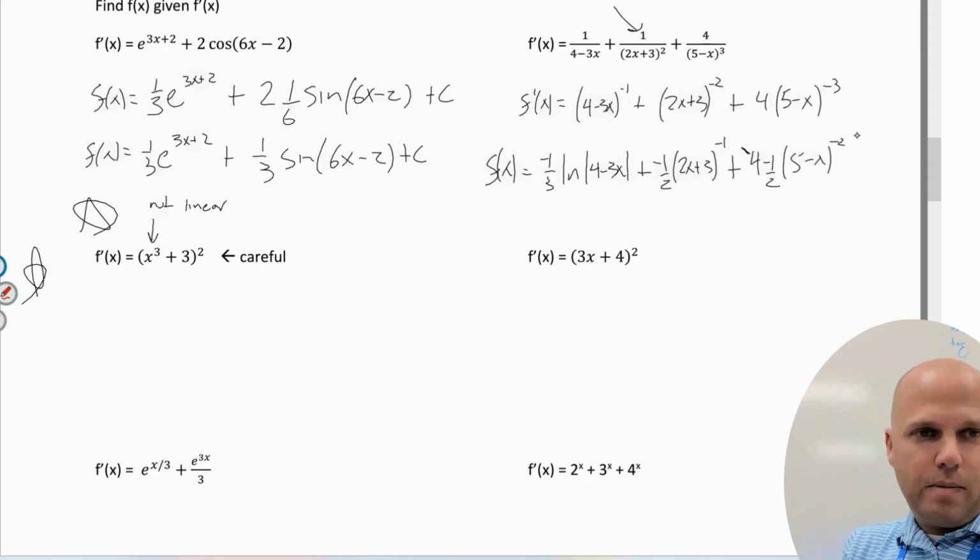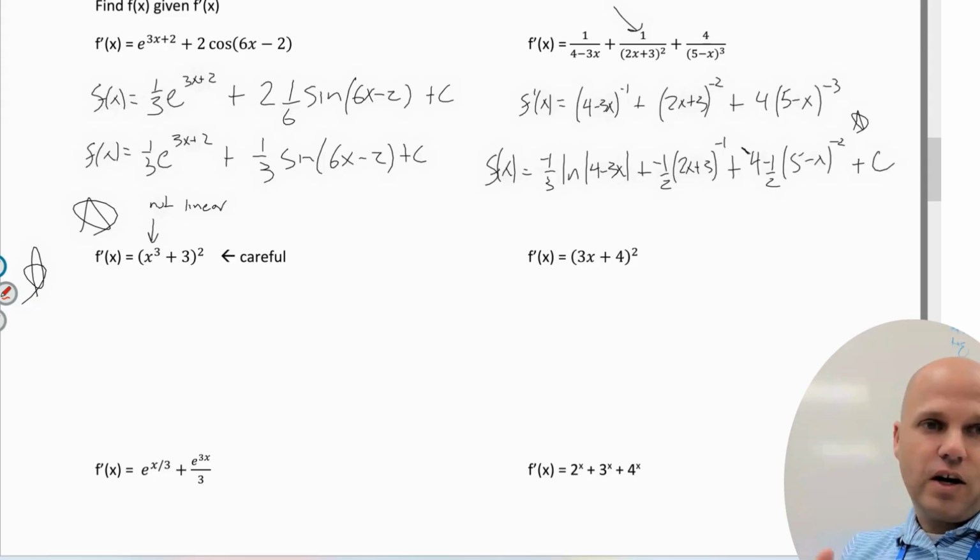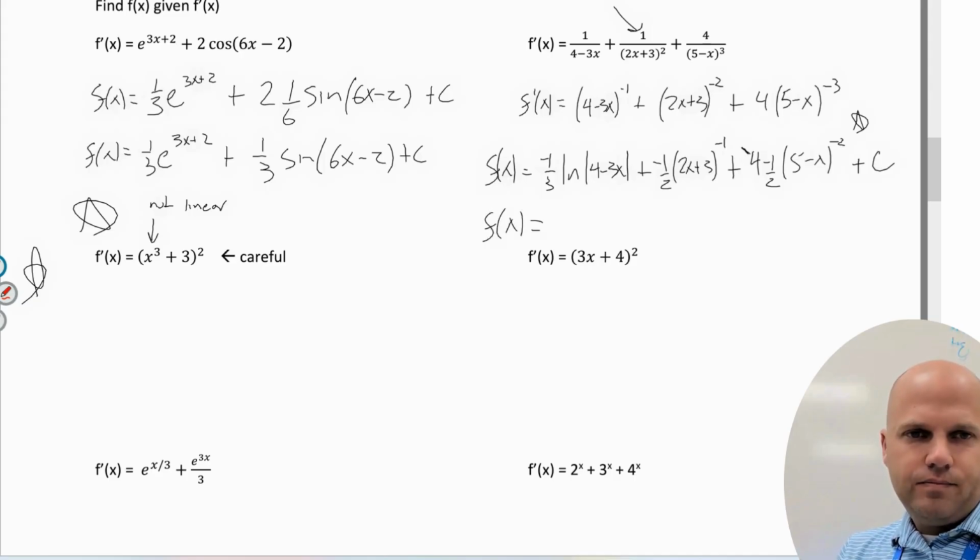This is probably the one that most students are going to make mistakes on because of all of the undoing, all of the anti-deriving.